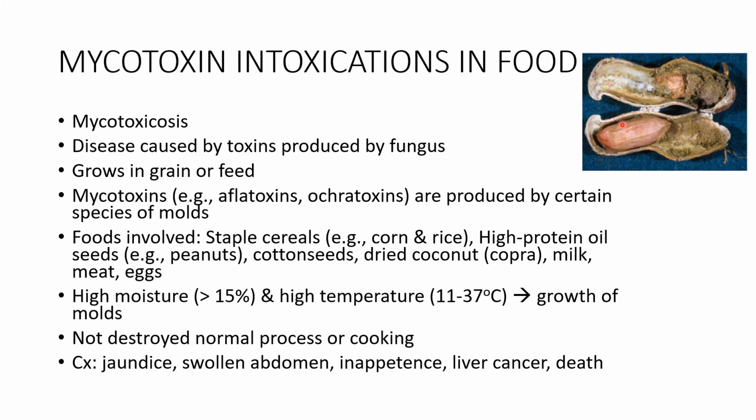So these are toxins, of course, produced by fungus, especially fungi that contaminate or thrive in food articles, especially those that grow in grain or in feed. For example, here a mold is growing on a peanut. Mycotoxins include aflatoxin, caused by Aspergillus flavus, and ochratoxin, produced by certain species of molds.